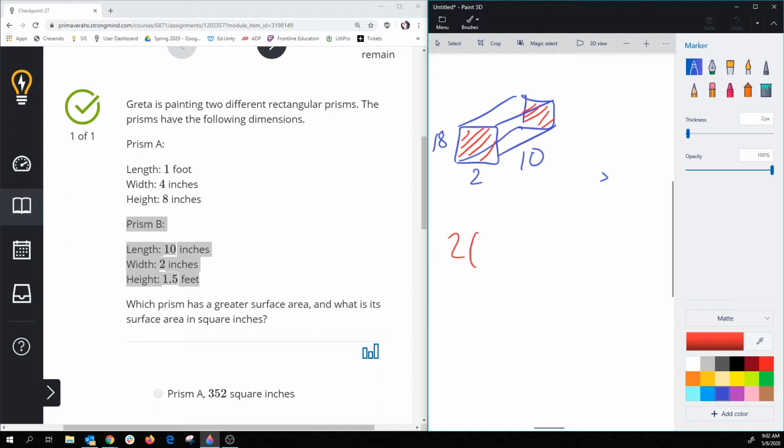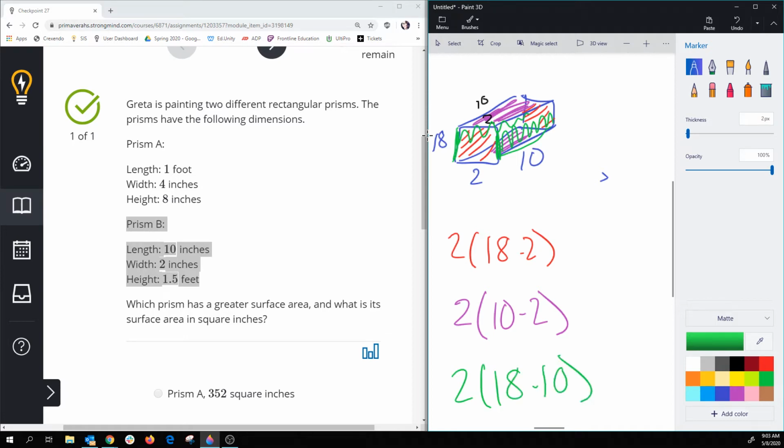So I would have 2 times 18 times 2, because that's base times height. Then let's look at this top panel here, as well as the bottom panel. If this bottom side is 2, that means that this top side is also 2. And if this long side here is 10, that means this top side is also 10. So for that purple panel, I would have 2 times 10 times 2. And then the last panel would be this front one and this back one. This long side here is 10, and this side over here is 18, which means that this side here will also be 18. So I'm going to have 2 times 18 times 10.